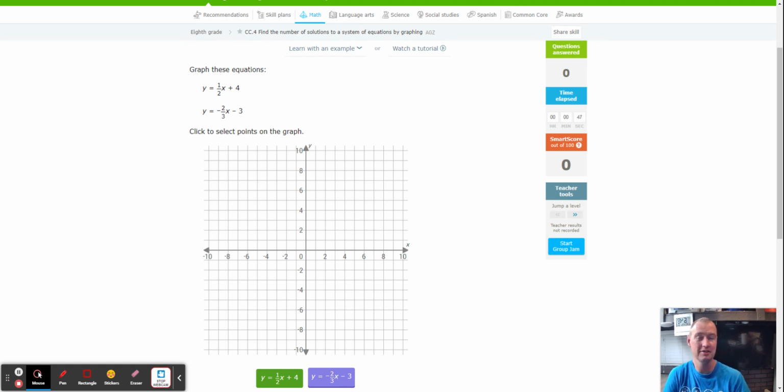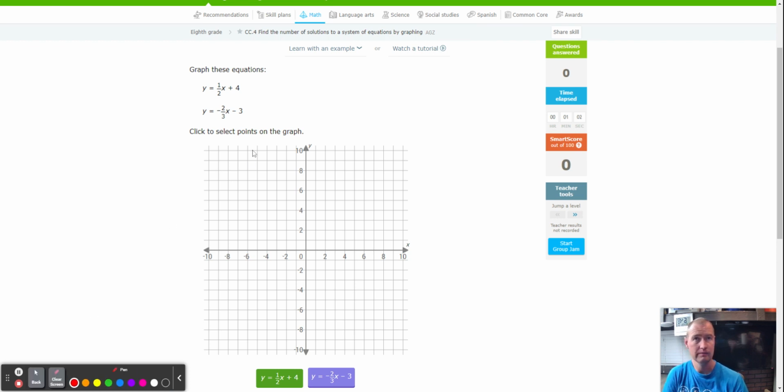Today we're working on IXL CC.4. Find the number of solutions to a system of equations by graphing. All right, what we're going to do is a quick recap of what a solution, no solution, and infinite solutions look like.